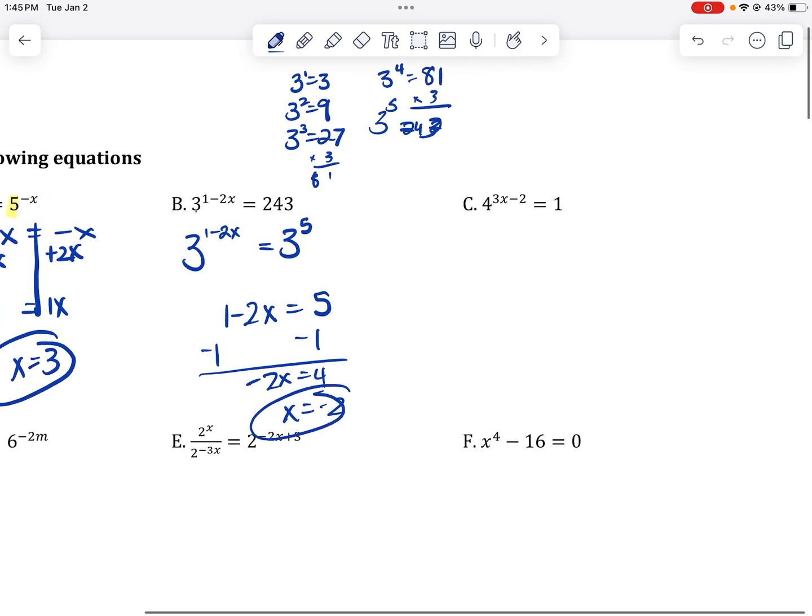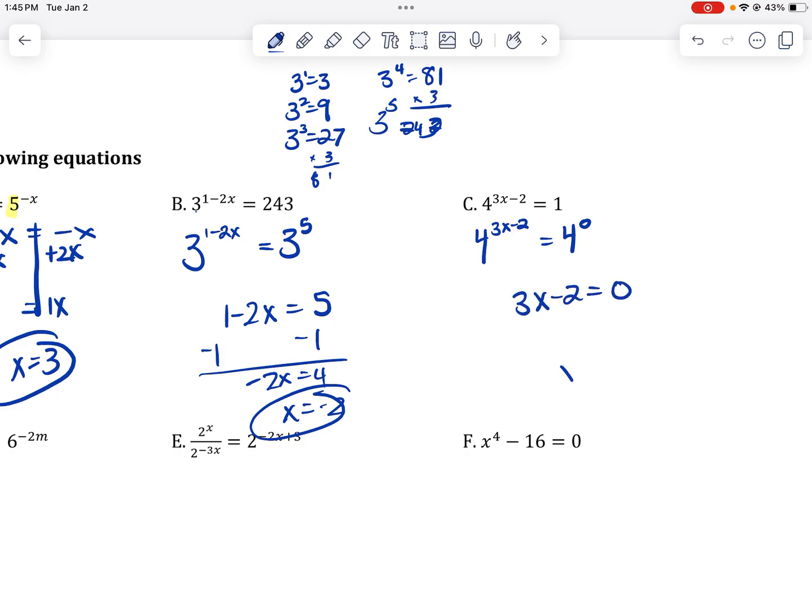So our goal is to make the bases the same. Well, this one has a base of 4. Well, I know anything to the 0 power is 1. So I could rewrite it like this. And then our bases are the same. So 3x minus 2 equals 0. So if I solve that, x is equal to 2/3.